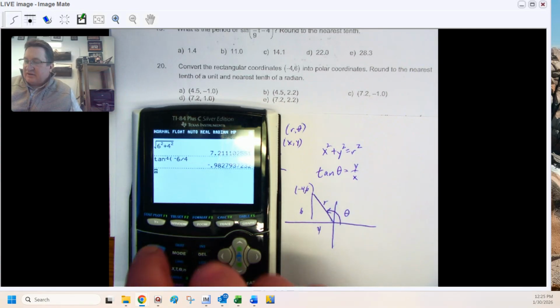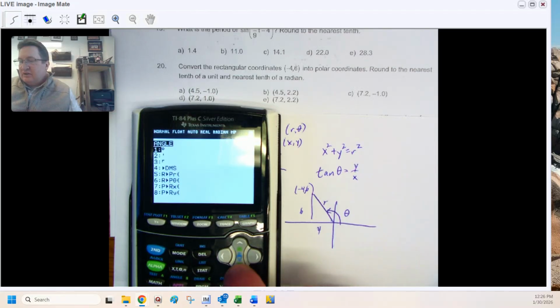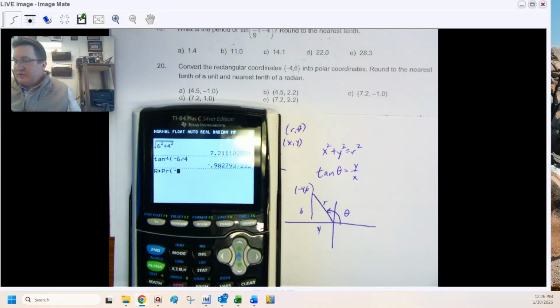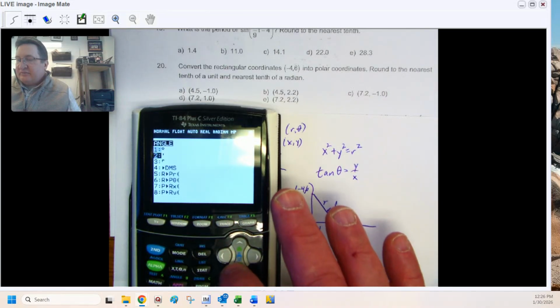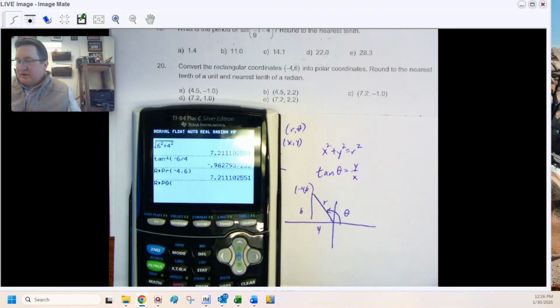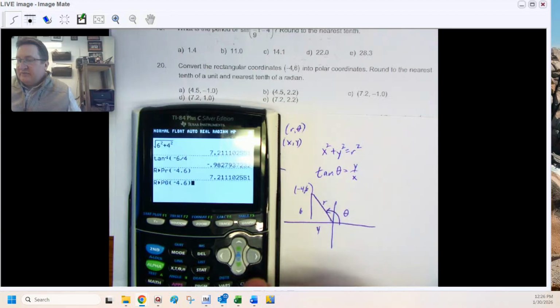By the way, your calculator does this for you. If you hit second angle, notice this button here, it says rectangular to polar R, and all you've got to do is type in negative 4, 6, and it gives you that answer. And then if I hit second angle, rectangular to polar theta, -4, 6, and it gives you the angle. Oh, 2.2. Okay. 2.2 radians.